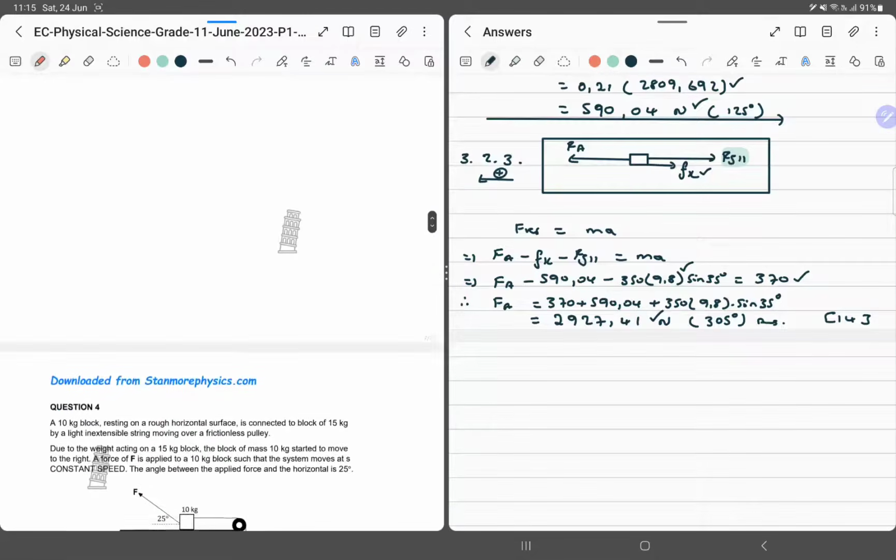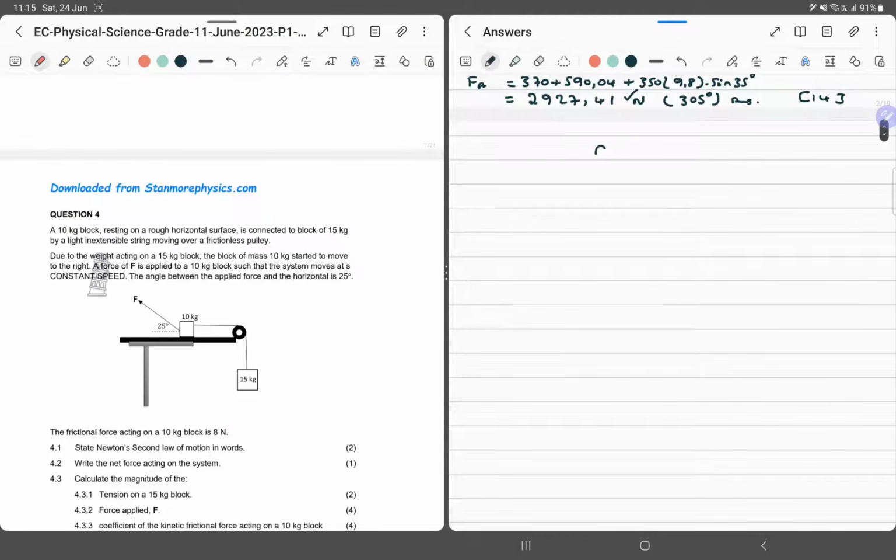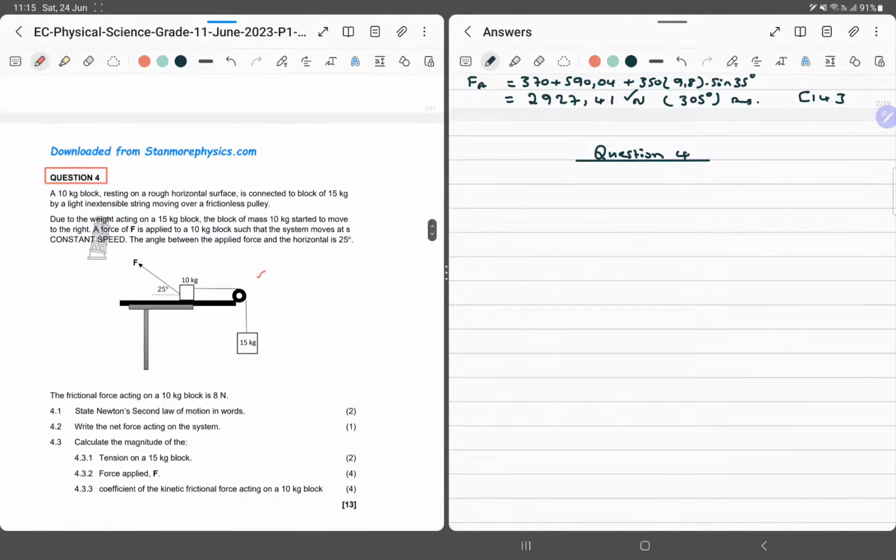Okay, let's move on to question 4. You should be familiar with these types of questions, especially with this type of diagram. You will always be humbled by these kinds of questions in your matric exam.